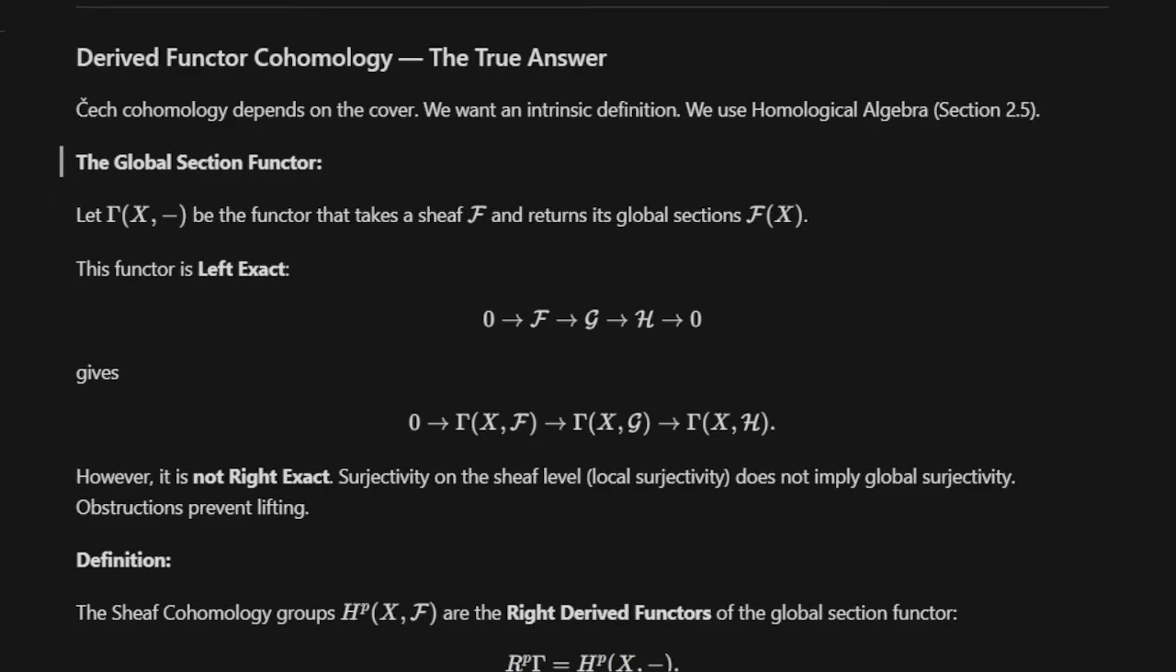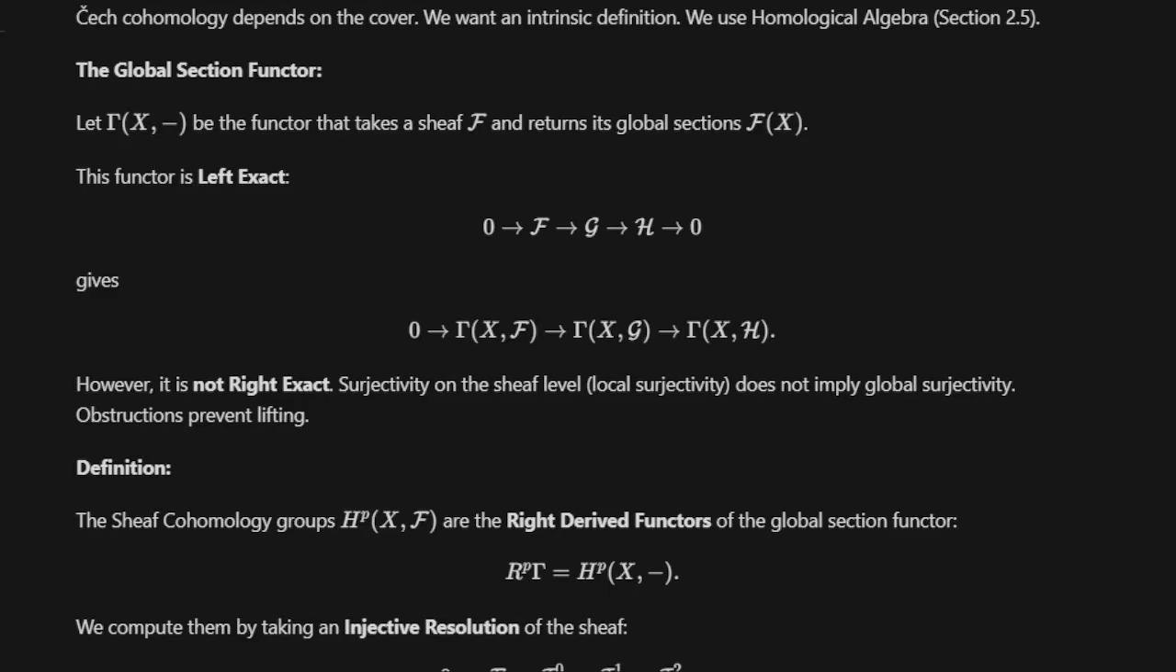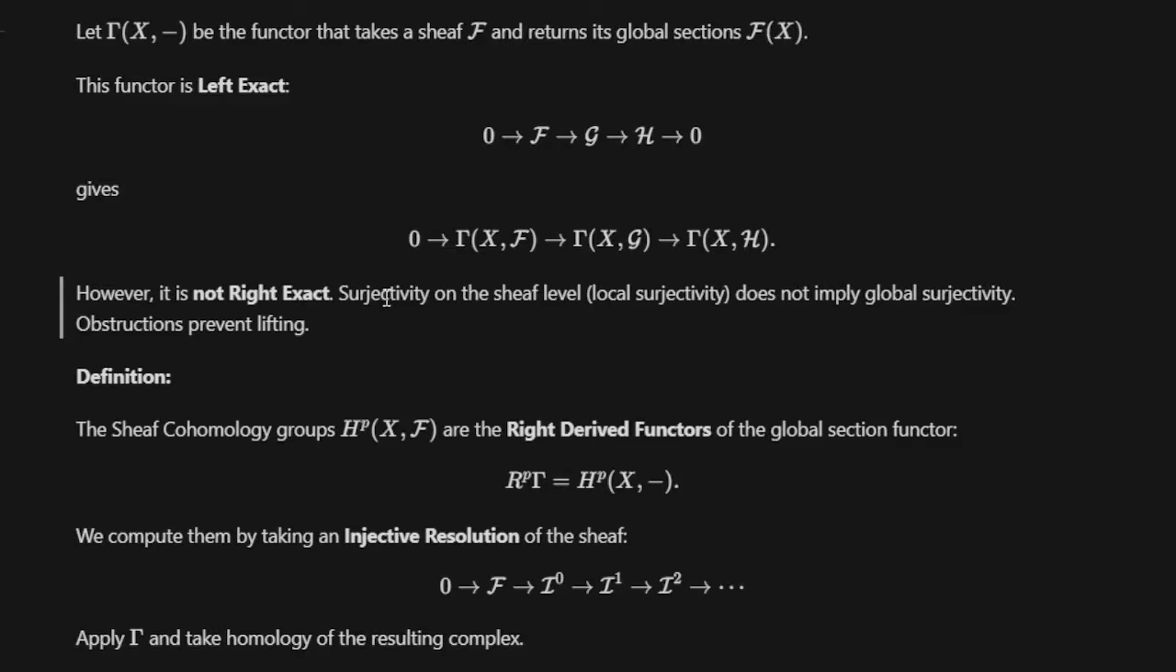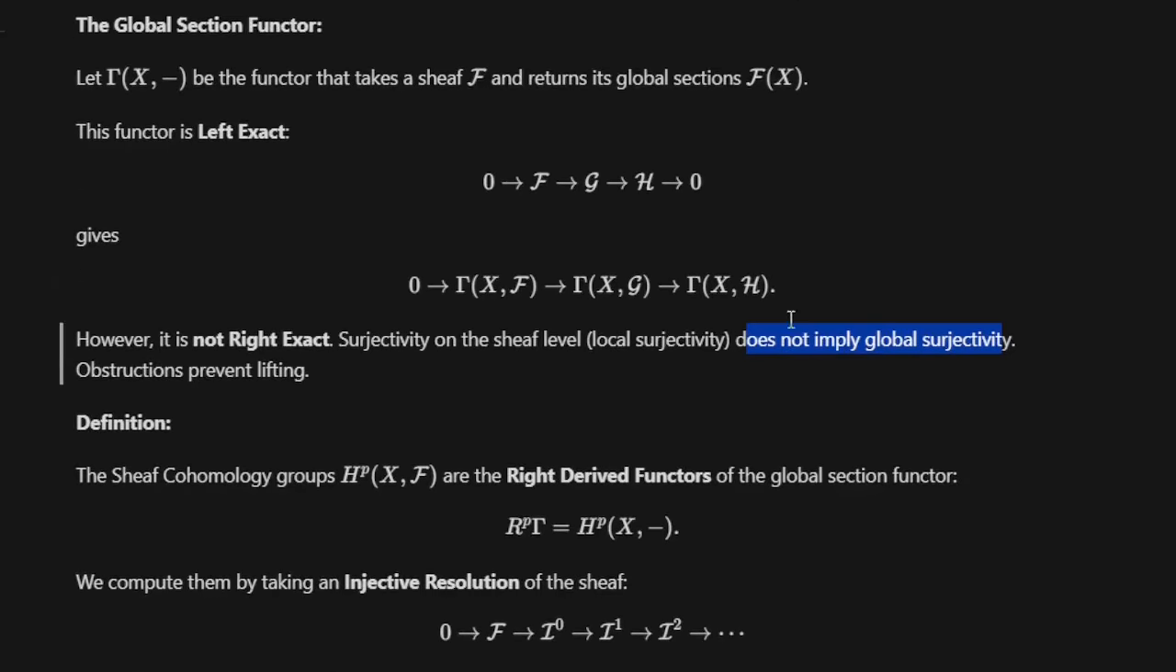So in order to understand the global section functor, we first need to look at the functor that is left exact. We'll let gamma be the functor that takes the sheaf and returns global sections. And this functor is said to be left exact. So from 0, we trace an arrow to F, then an arrow to G, then an arrow to H, and then to 0, right? This would give us the functor that takes the sheaves and does this, okay? However, this is not right exact, okay? Surjectivity on the sheaf level is called local surjectivity and does not imply global surjectivity. And so the obstructions will prevent lifting.